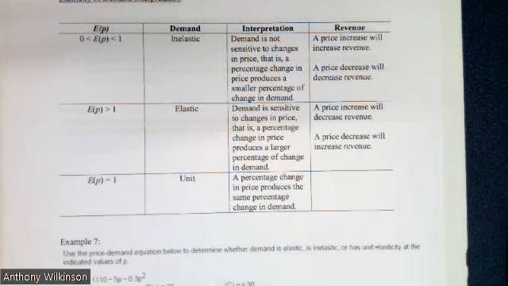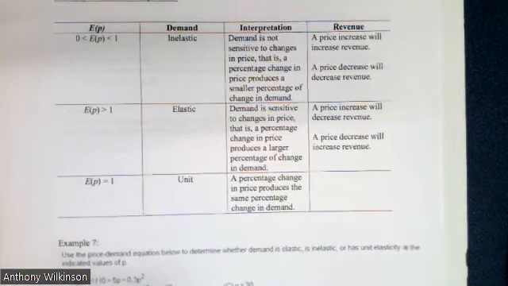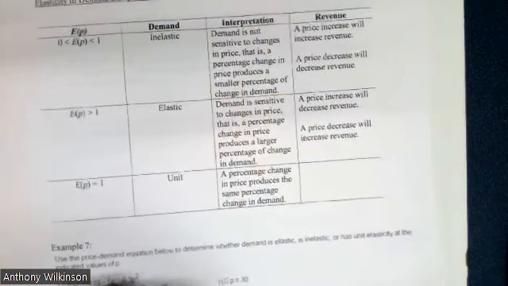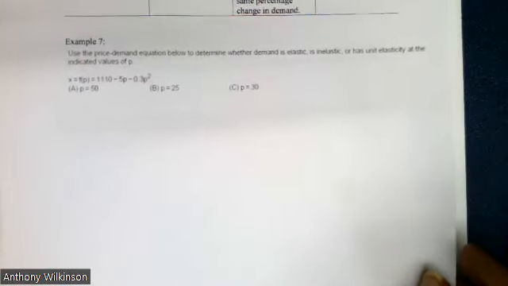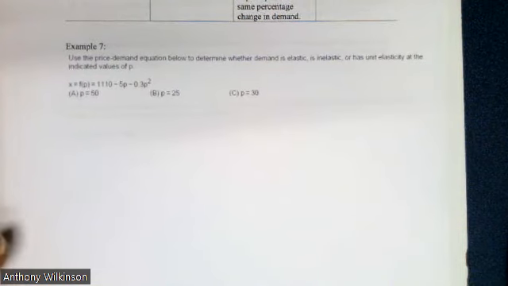Now let's look at example 7, because we're going to use that to help us answer parts A, B, and C. All right, in this example, we're going to use the price-demand equation below to determine whether demand is elastic, is inelastic, or has unit elasticity at the indicated values of P. So here we got X equals F of P, which is equal to 1,110 minus 5P minus 0.3 P squared.